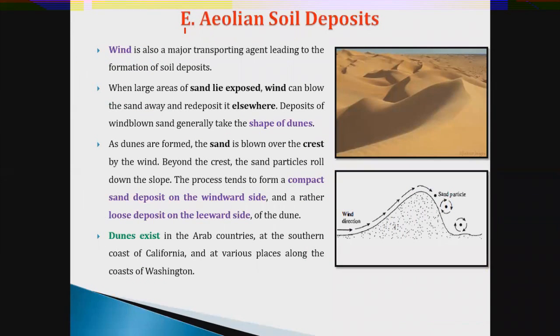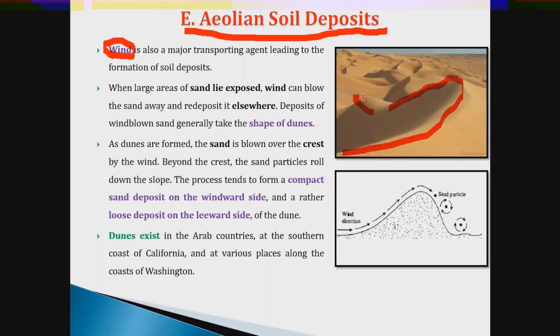Now let us discuss the Aeolian soil deposits. The soil deposits formed by wind are known as Aeolian soil deposits. As you all know, wind is also a major transporting agent of weathered material. So when large quantities of sand lie exposed, they may be transported from one location to another by huge currents of wind, and such landforms are known as sand dunes.